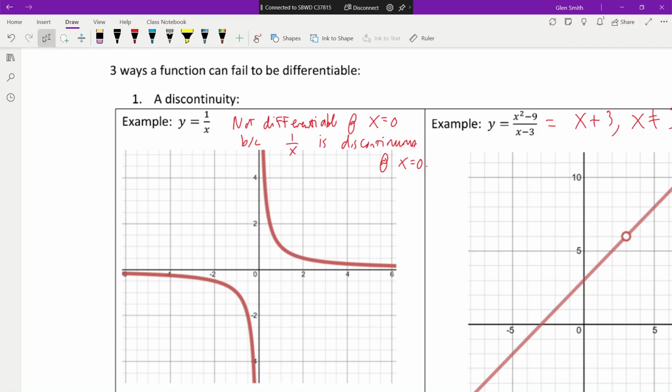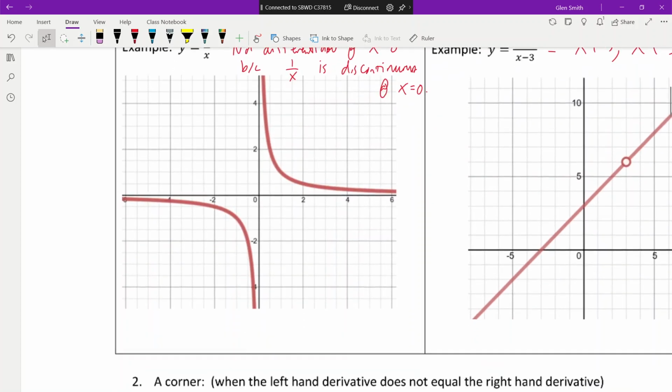All right? Let me say this. Differentiability is like continuity in that it's an adjective we use to describe functions, a property of functions. So this function right here, 1 over x, is continuous everywhere but 0. Do you see that? That's what we talk about with specific x values. It's not continuous at 0. It is continuous everywhere else. It's also differentiable everywhere but 0. It's just one point where it's not differentiable. That's all.